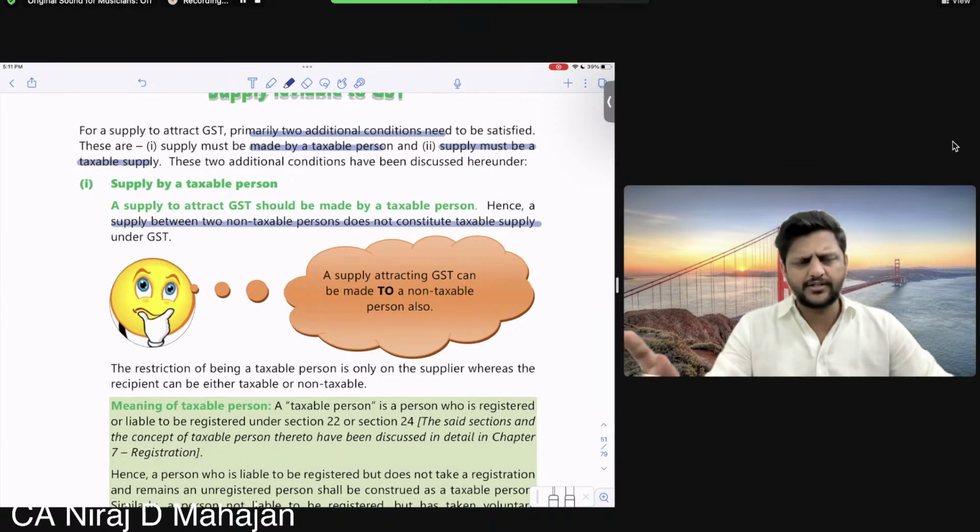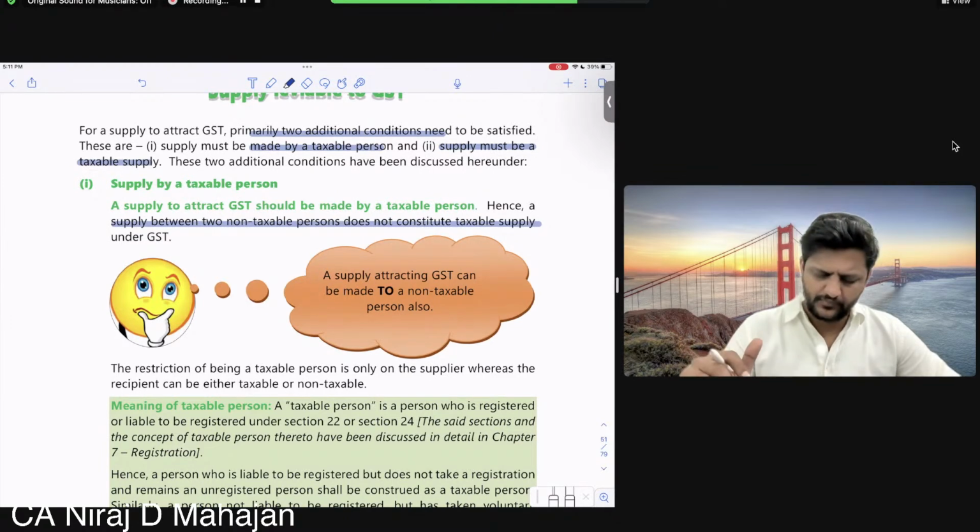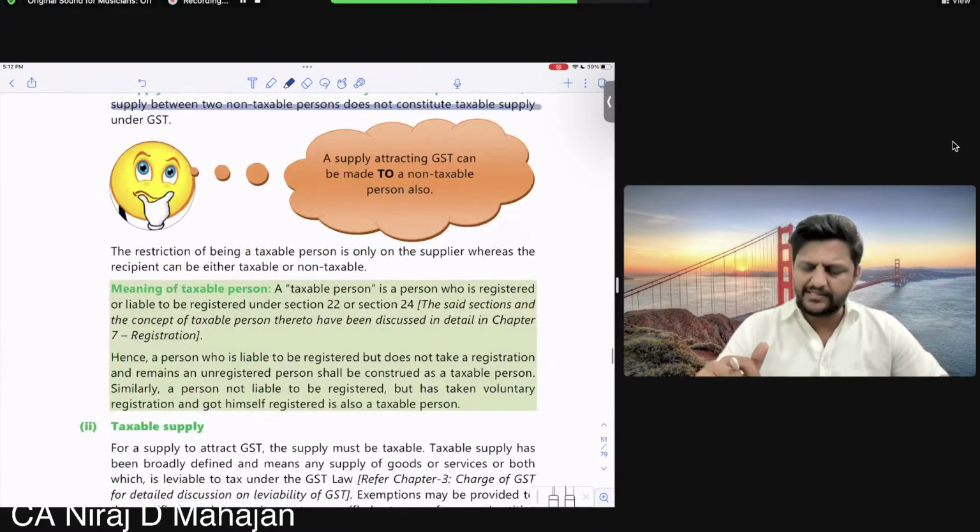Unregistered to unregistered. On that, bachcho, is GST applicable? No. Clear? The restriction of being a taxable person is only on the supplier, whereas the recipient, bachcho, may or may not be a taxable person.